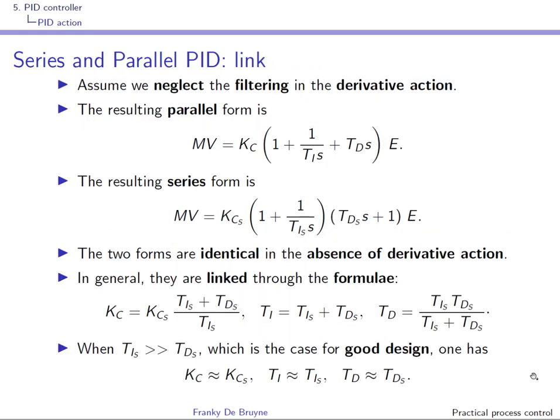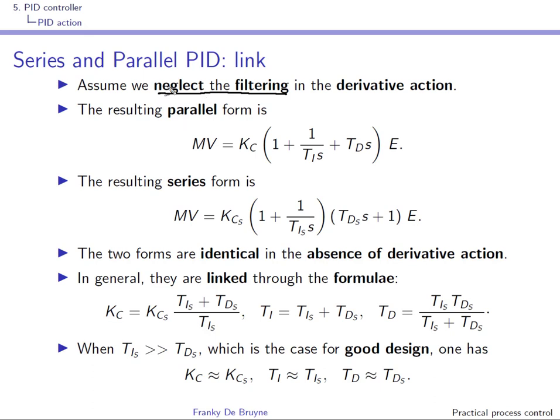In this slide, we look at the link between the series and parallel implementations of the PID controller, and to find this link, we'll neglect the filtering in the derivative action. This does not mean, of course, that you can forget it in the implementation. No, it is very crucial. But in order to link parameters in the series implementation and parameters in the parallel implementation, we have to make this assumption, otherwise the formula would become too difficult.